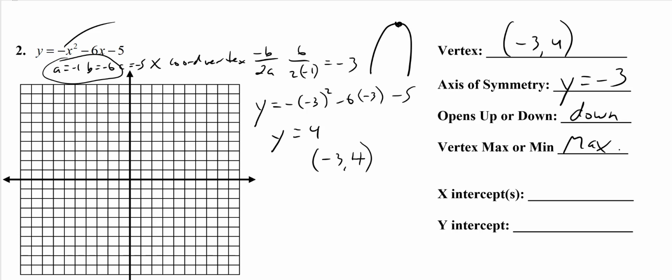And then the x-intercept. Actually, let's do the y-intercept first. For the y-intercept, you set x equal to 0. So if I do that, that's easy. The negative x squared cancels and the negative 6x cancels, and you just have negative 5. So y equals negative 5. Okay, so that is going to be my y-intercept, which is 0, negative 5.